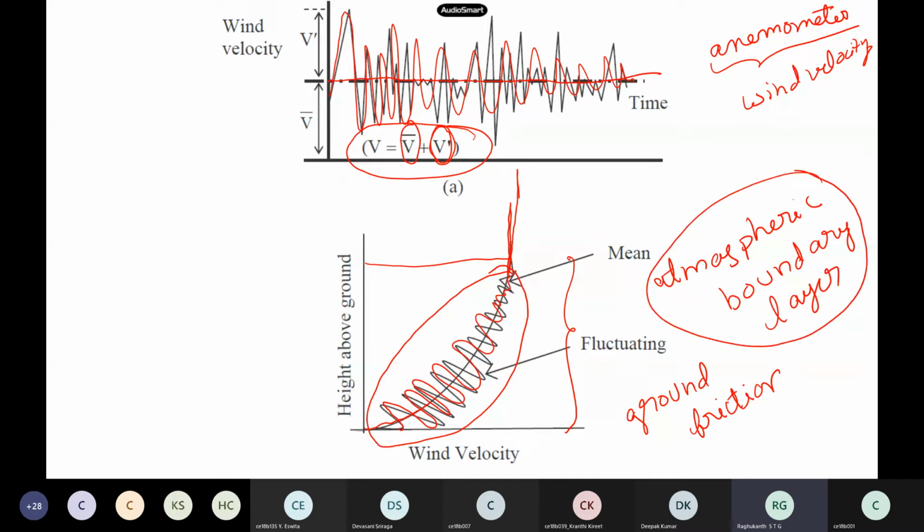This is a layer where you will see the wind gets affected due to the surface topography or the friction and other topographical effects. Once it has reached some height, the wind velocity remains more or less constant and the fluctuations also decrease. This velocity, where it remains constant, we call the gradient velocity. These are all technical terms we use. And the height at which the velocity becomes constant is known as the gradient height.